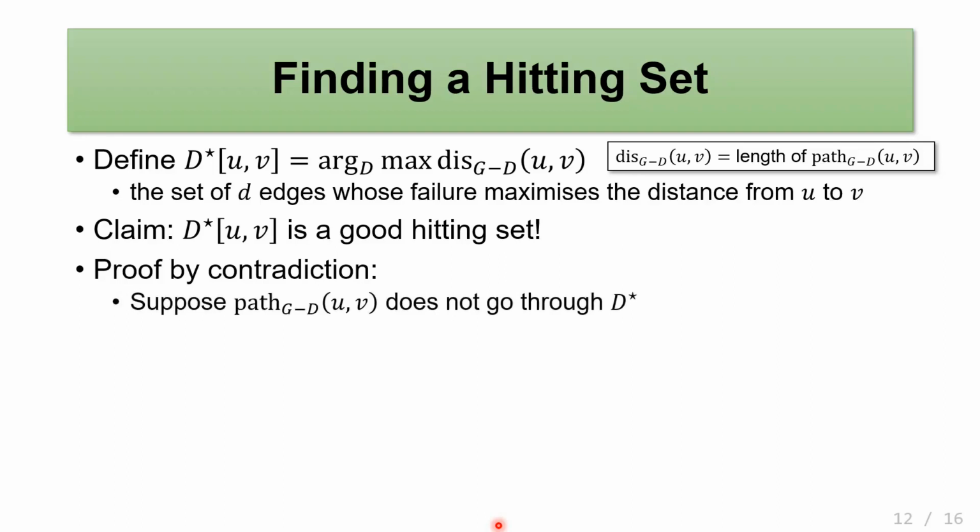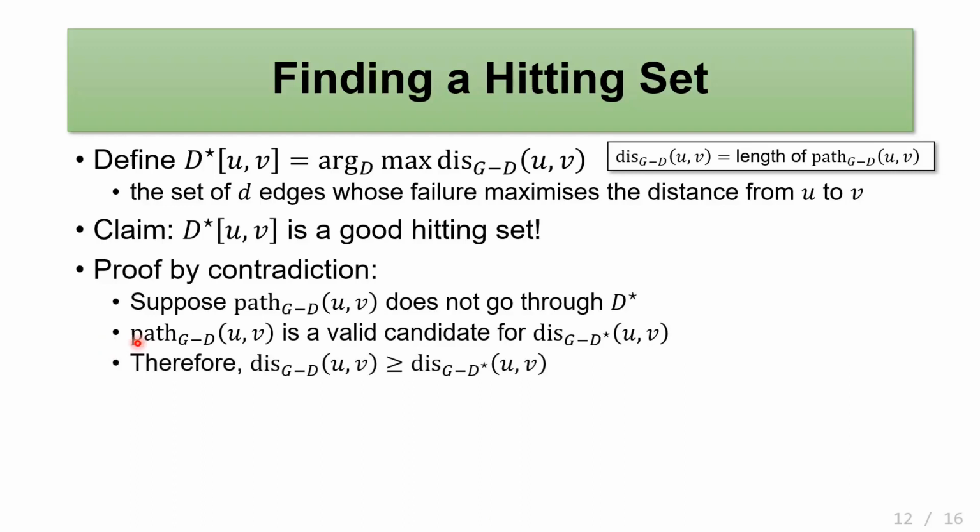Then there's some value set d such that path G minus DUV does not go through d star. So if we remove d star from the graph G, then path G minus DUV still survives from these values. So it's a valid candidate for this G minus d star UV. This would mean that the length of this path is at least this G minus d star UV, because this distance is optimal. So this means that this G minus d UV is at least this G minus d star UV. But notice that d star maximizes this quantity, so the inequality is actually an equality.